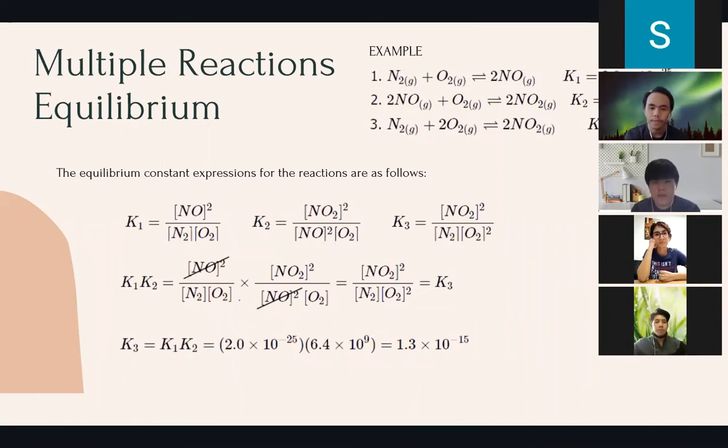To find the overall equilibrium constant, we have to do as follows. We have the constant expression for the reaction right here, K1, K2, and K3. So to get K3, we have to multiply K1 and K2, and we will get 1.3 times 10 power of negative 15. So I've done my presentation. I will now pass it to Aras.